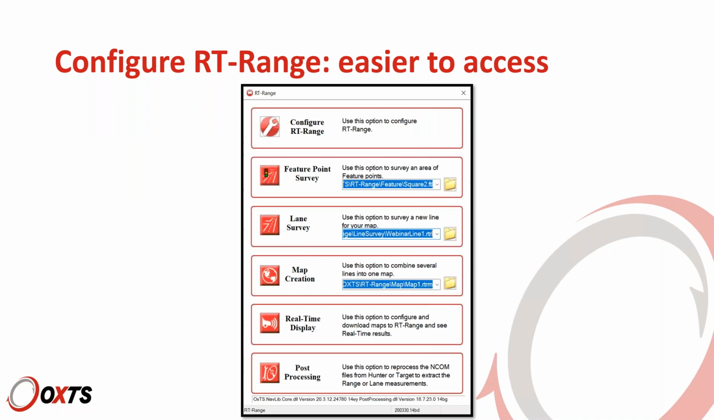So that's the firmware update, and now we'll have a look at the software changes. The first thing you'll notice is that when you open RT-Range Suite, Configure RT-Range is the top application in the main menu. Previously it was hidden away in Real-time Display, but we know that quite often when you launch the RT-Range Suite, the first thing you want to do is configure your RT-Range. So now you can do that with your first click in the application.